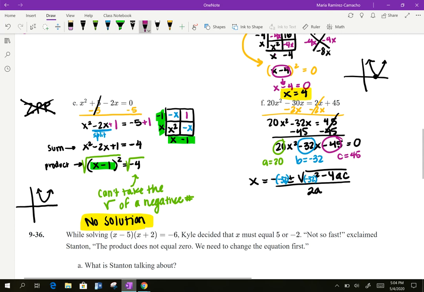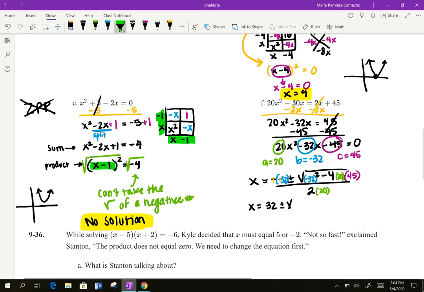Here we plug this in. 20 here, 20 there. And simplify. X is equal to positive 32. Why positive? Because we've got a double negative. Plus or minus the square root of 32 squared. You know what we'll do this time? We'll plug this entire thing into the calculator.